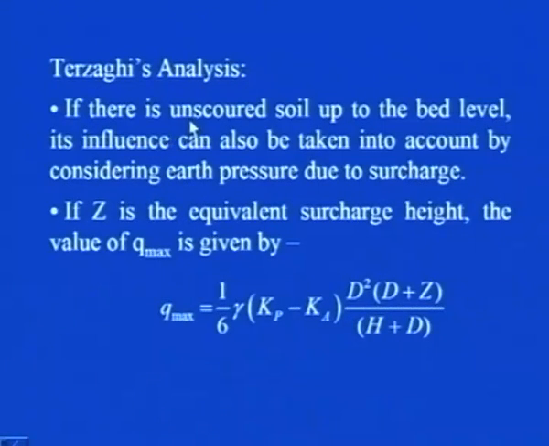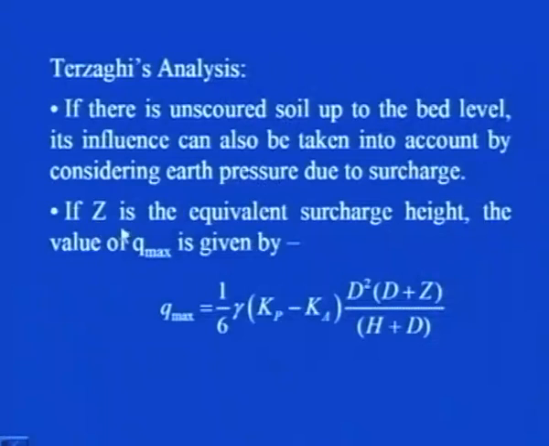Now, if there is unscoured soil up to the bed level, its influence can also be taken into account by considering earth pressure due to the surcharge. In the previous cases, we didn't consider any surcharge, that is, we were considering that there is no unscoured soil up to the bed level, but if it is present, it can also be taken into account. So, if Z is the equivalent surcharge height, the value of Q max is given by this particular expression.